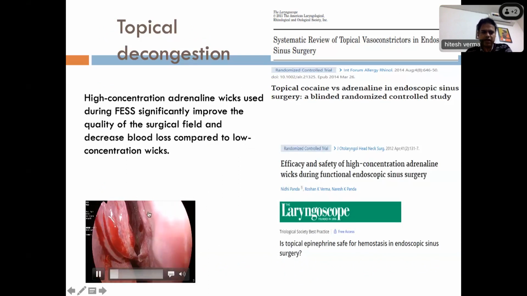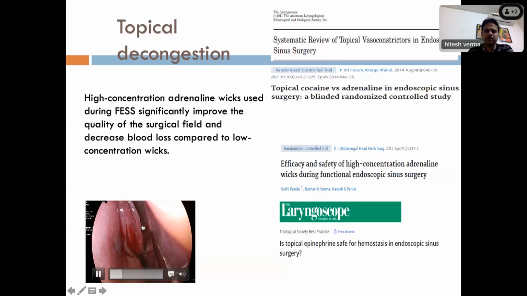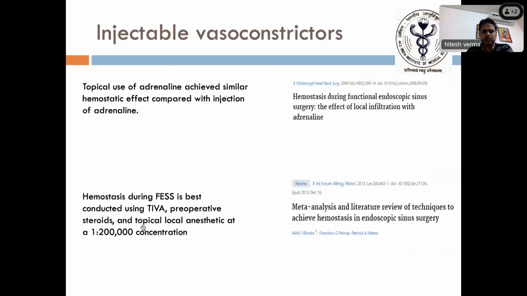It helps in assessment of the nasal cavity. It improves the assessment of the nasal cavity and also reduces the surgical time and reduces the risk of complication. So, injectable vasoconstriction: different authors use different forms of adrenaline, like someone uses a higher concentration, someone uses a lower concentration.